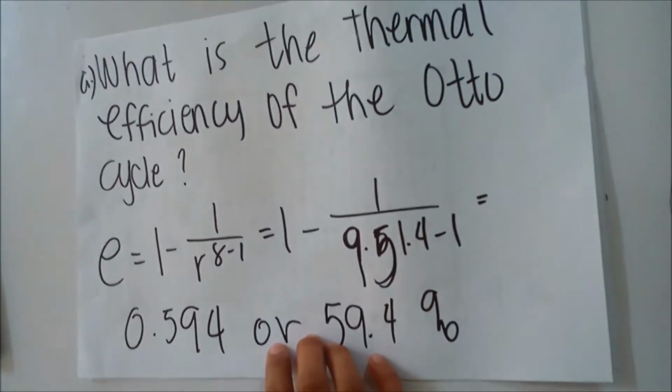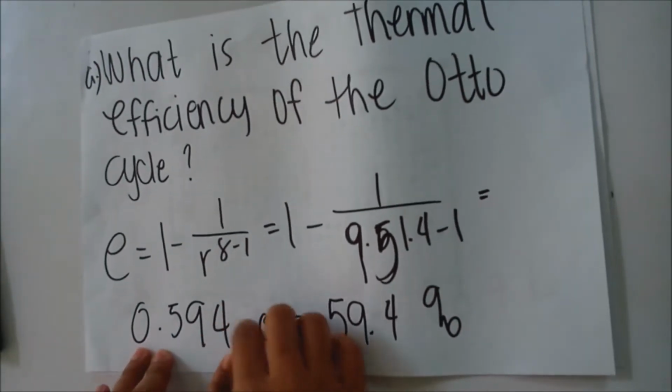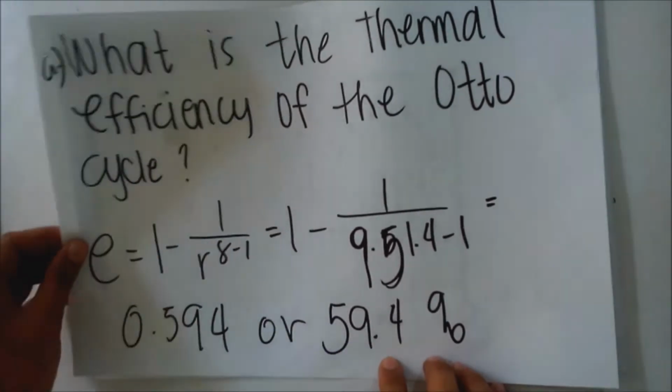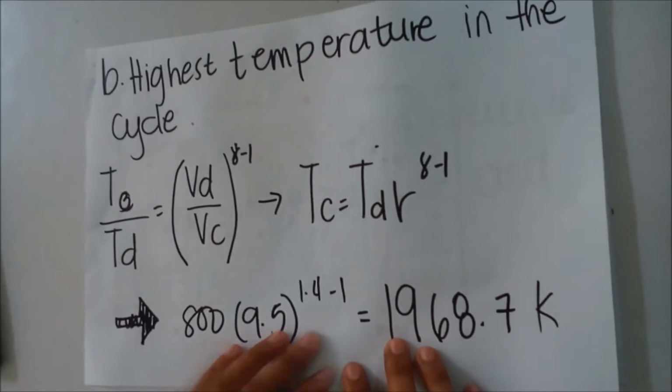Since it is efficiency, we should convert it into percent. So just multiply the 0.594 by 100. So you will get 59.4%. And then for letter B, what is the highest temperature in the cycle?